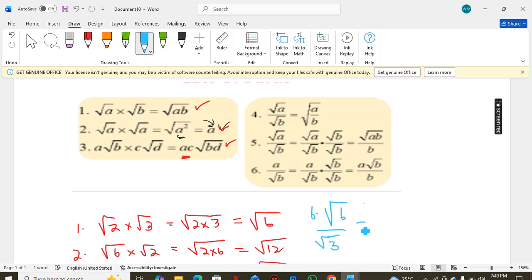Yes. So this is the same as the square root of 6 divided by 3, which will give you the square root of 2.